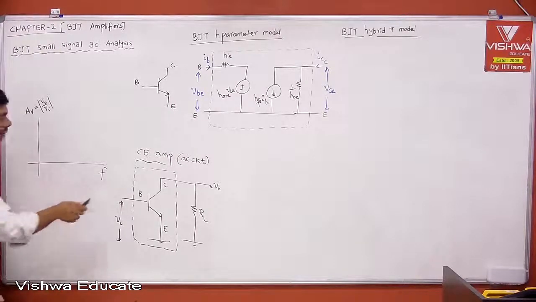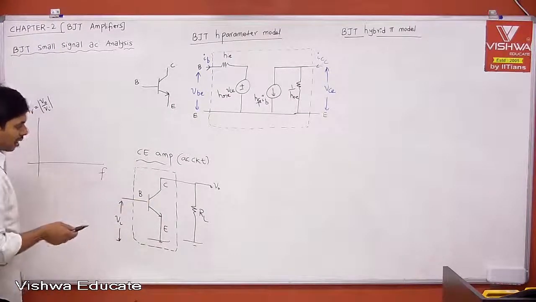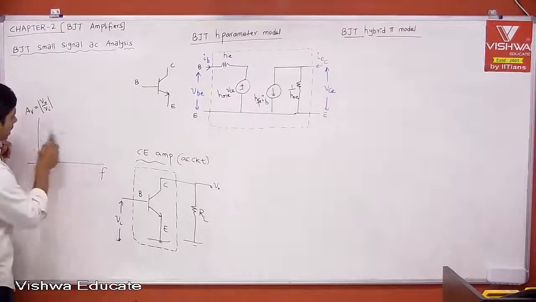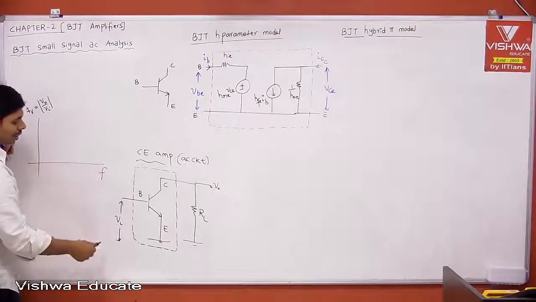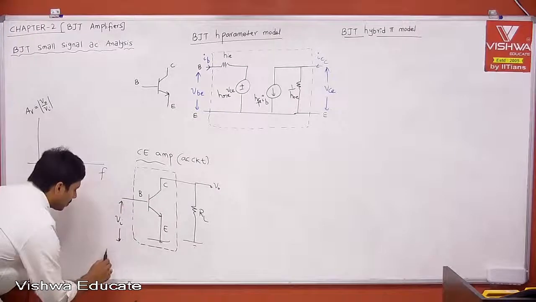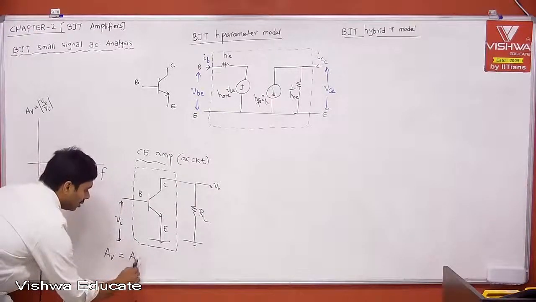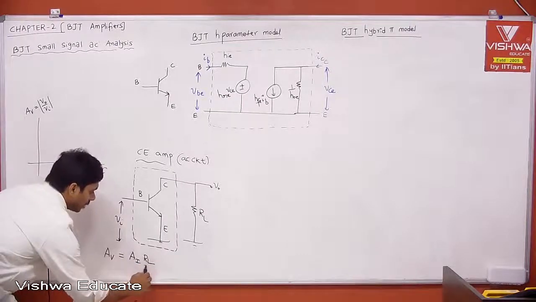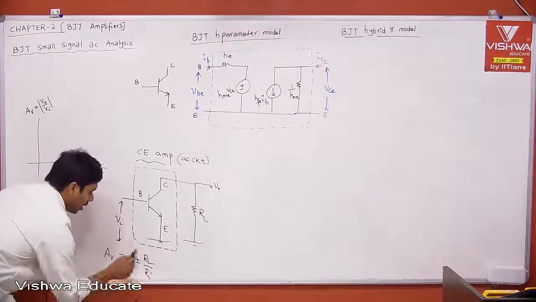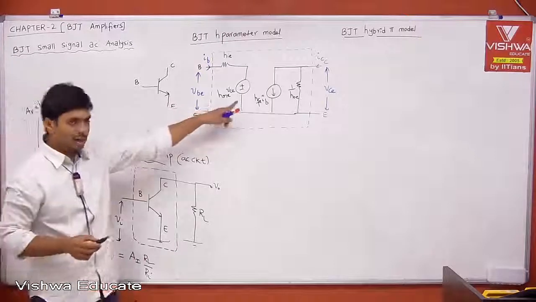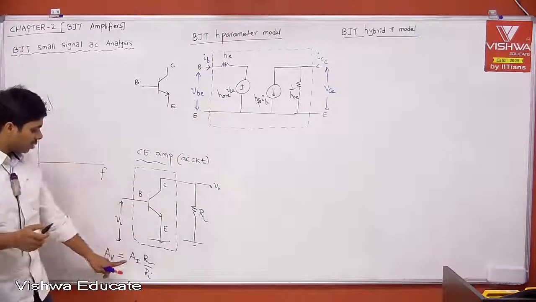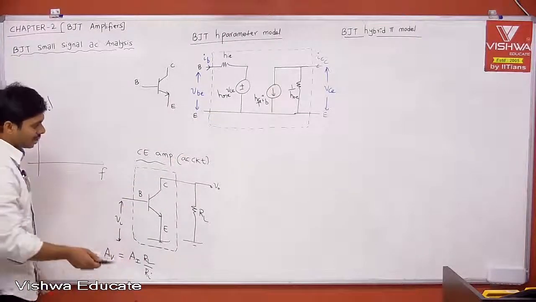Then tell me, if you take only the AC part, whatever gain we calculated, what is the gain we calculated? This is the voltage gain we calculated, which is nothing but AI into RL divided by RI. And what is AI? I'm using the exact model. If you take the exact model or the simplified model, anything is fine.